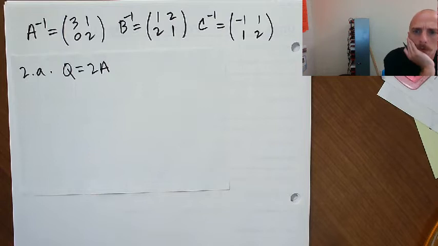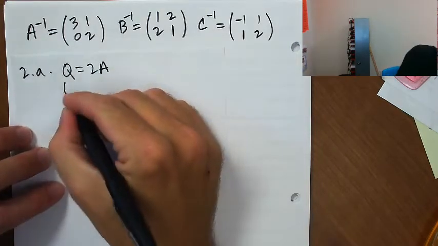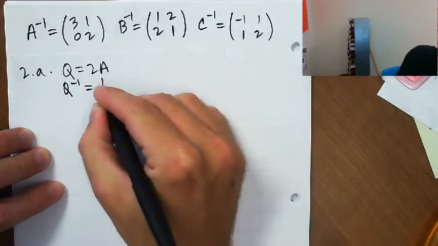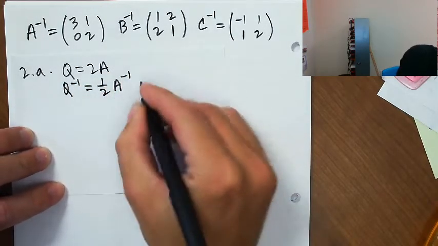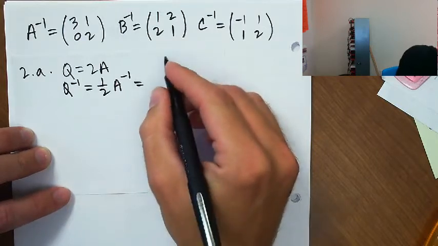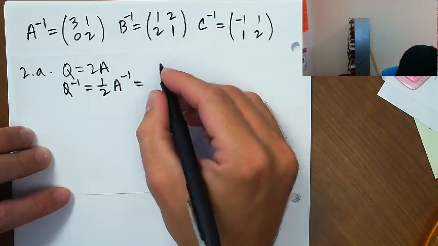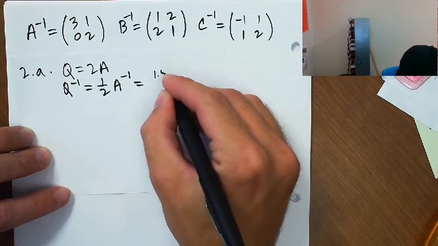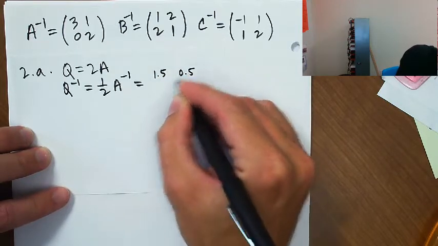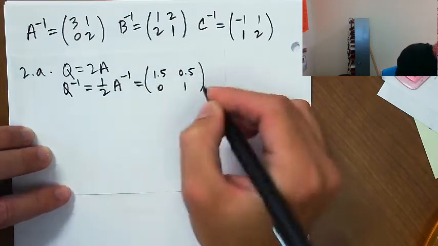I just need to think. I haven't thought about this type of problem in a while. I know we're just going to use the fact that the inverse of 2A is 1/2 of A inverse. So I guess that means that Q inverse, using our property, is half of A inverse, which is going to be 1.5, 0.5, 0, and 1.